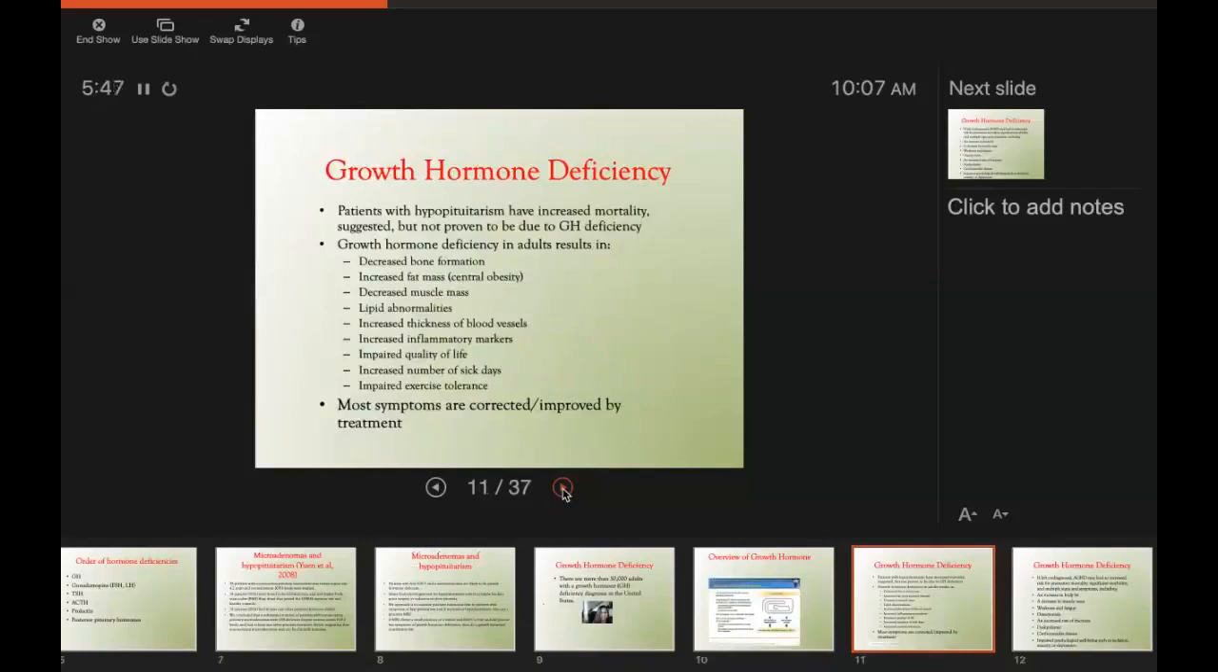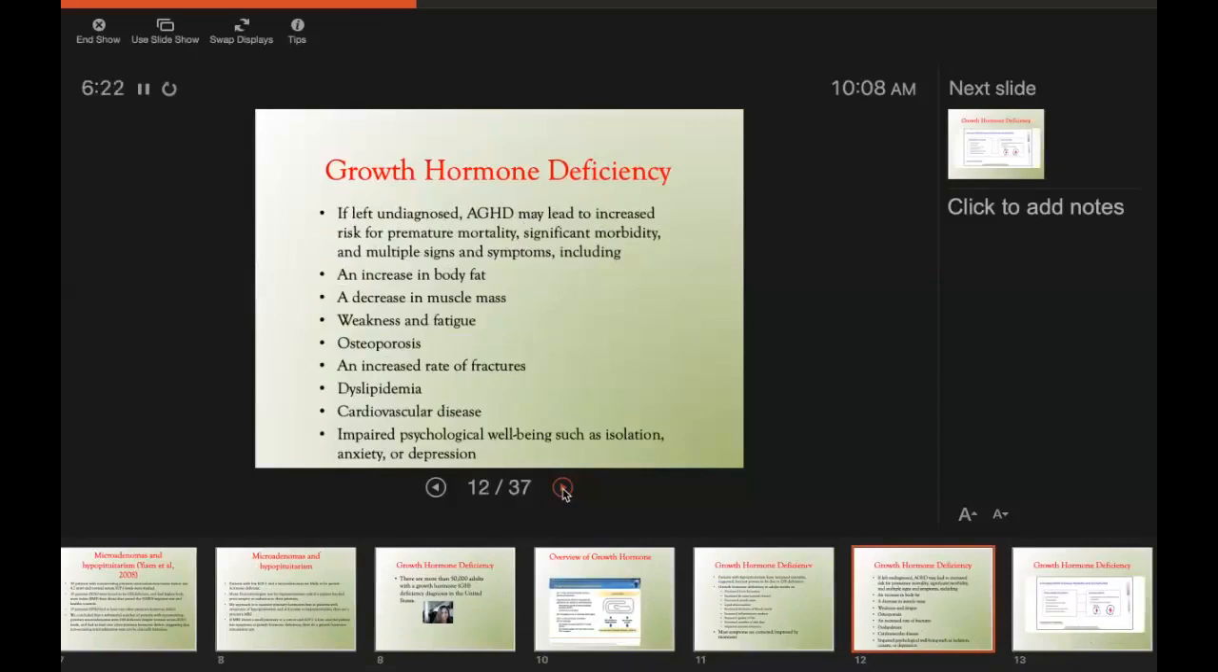So growth hormone deficiency in adults leads to decreased bone formation, increased fat mass, including central obesity, decreased muscle mass, lipid abnormalities, increased thickness of blood vessels, increased inflammatory markers, impaired quality of life, increased number of sick days, and impaired exercise tolerance. Interestingly enough, most of these symptoms are corrected or improved with treatment. So you put a person that has a lot of these symptoms on treatment, a lot of times they get better. So patients that are hypopit in this room here, most of them probably should be on growth hormone.